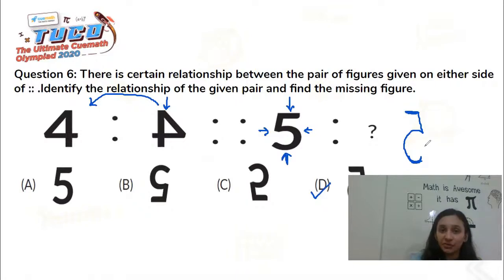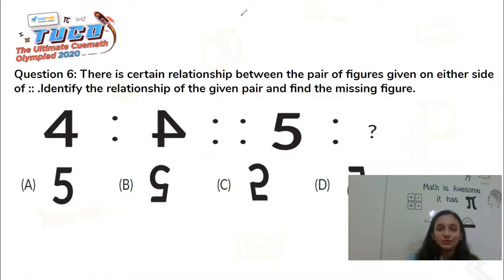So the relationship here was that you have a number and its mirror image. So we had 4 and its mirror image. We had 5. So we had to find out what is the mirror image of number 5. So that is how it is. And so the correct answer to this question becomes option D.